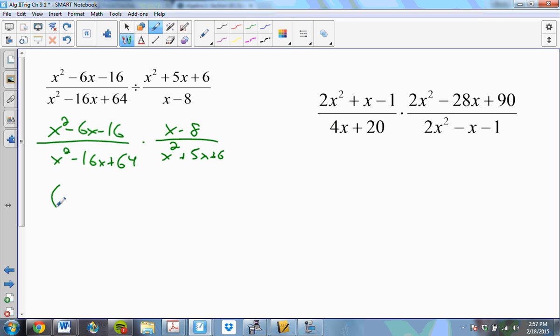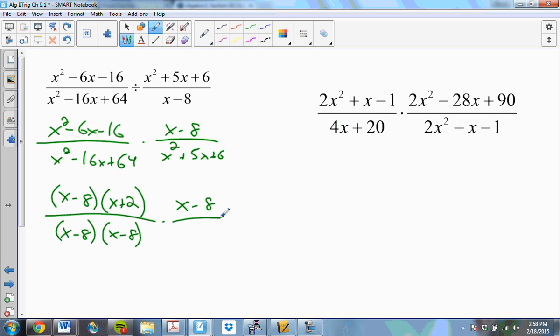On top I have x minus 8, x plus 2. On bottom I have x minus 8 squared. Over here I still had an x minus 8. So on the bottom I have x plus 3, x plus 2.